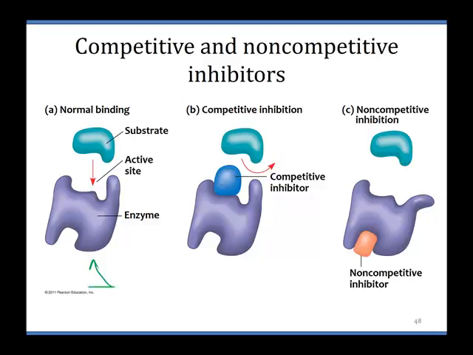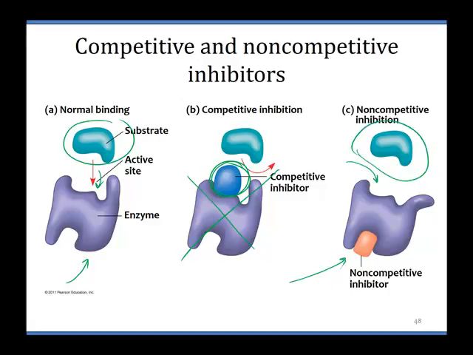Here's a normal enzyme with its normal substrate living its normal life. The substrate fits into the active site of the enzyme based on shape. A competitive inhibitor will block the active site, so this enzymatic reaction doesn't take place. A non-competitive inhibitor will bind elsewhere on the enzyme and change the shape of the active site so the substrate can't bind.